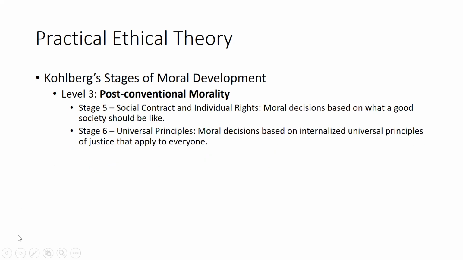Okay, and then stage 3 is that post-conventional morality. Okay, I'm sorry, level 3. Stage 5 is the social contract and individual rights. Okay, now you've got moral decisions based on what a good society should be like, where we want to be in the future, decisions that are made today in relation to facilitating an outcome that we are looking for. Okay, you could say, well, what could that possibly be? Well, think about something like this. All right, increase taxes exponentially on gasoline.